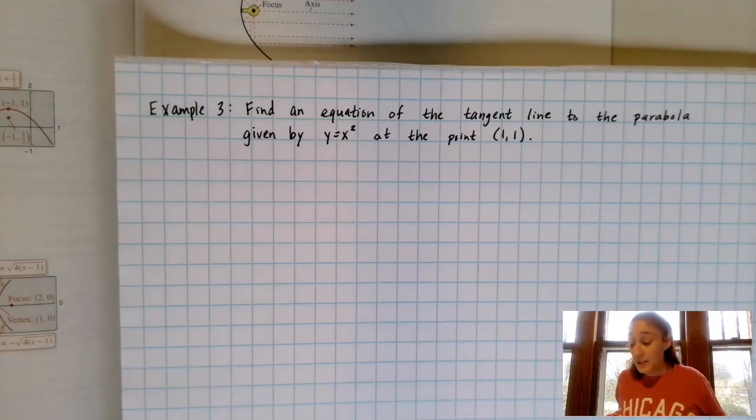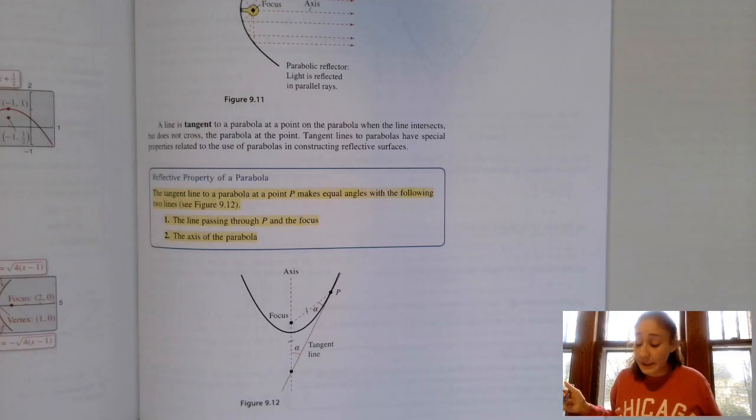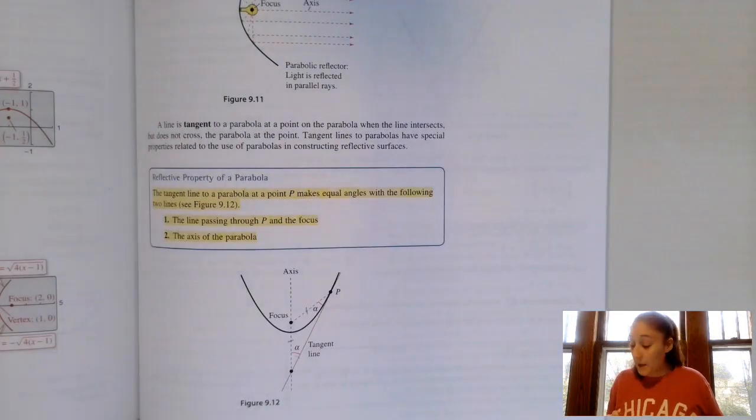So, in order to solve this problem, what we need to do first is take a look at a property of parabolas. So I'm going to go to our textbook for this. There is a property called the reflective property. What's really cool about this property is that we can find congruent angles using it.